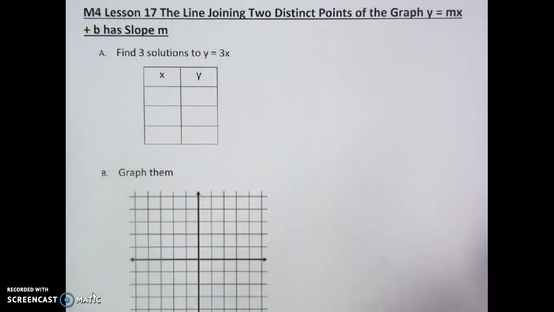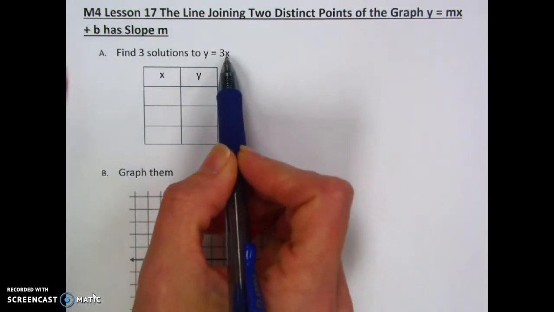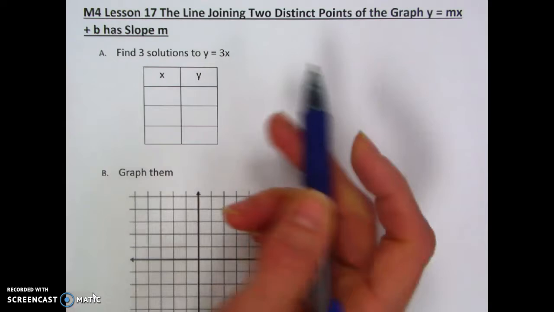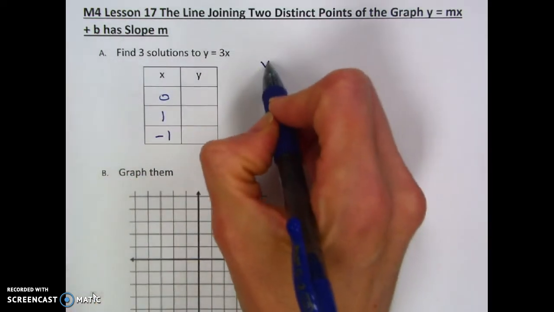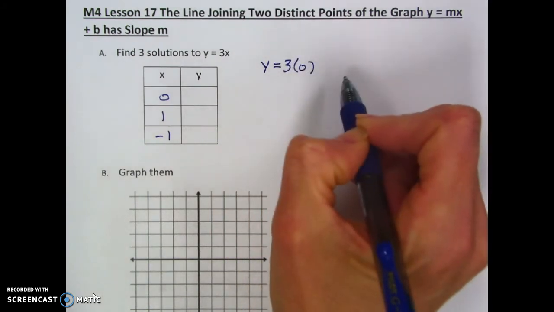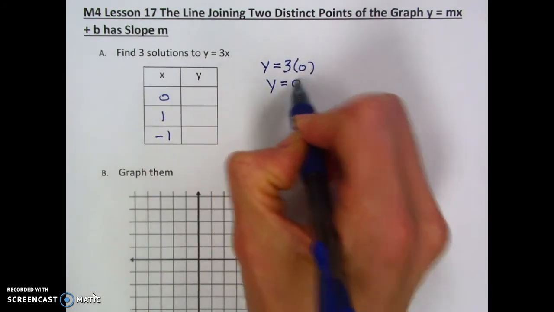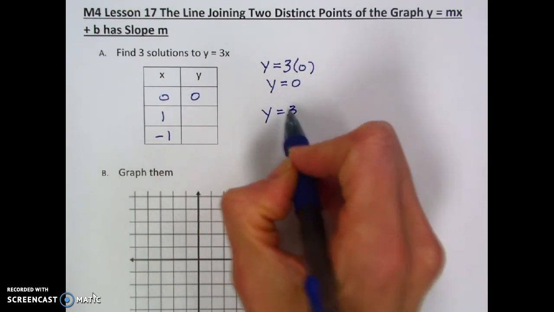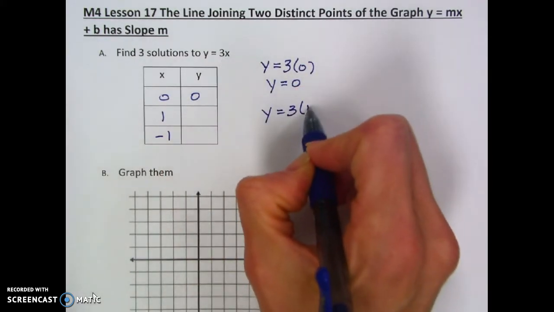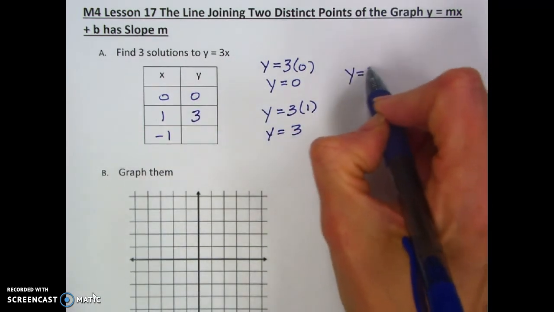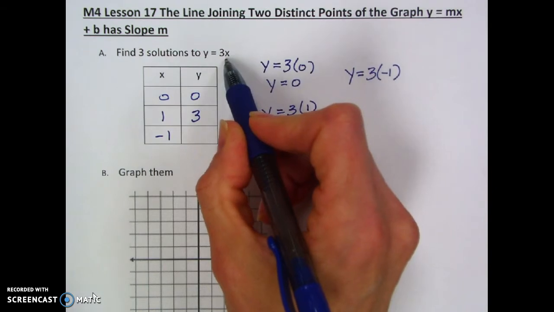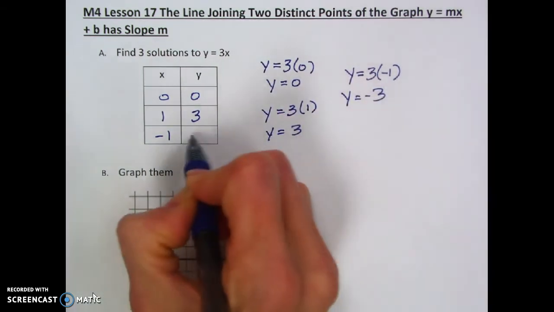We pick any values we want to for x and substitute them in and find y, or if it's easier, we can find values for y and substitute them in and find x. In this case, we're multiplying the x times 3, so it's easier for us to pick values for x. So I'm going to pick 0, 1, and -1. If I put 0 in here, 3 times 0 is 0. If I put 1 in here, 3 times 1 is 3. And if I put -1 in here, 3 times -1 is -3.